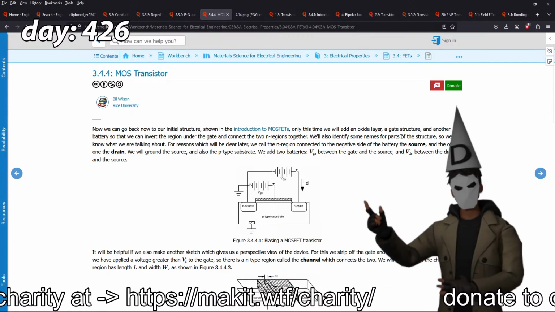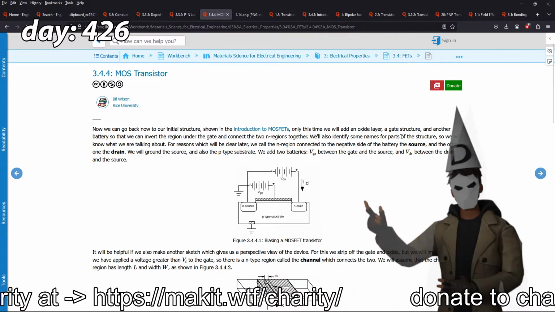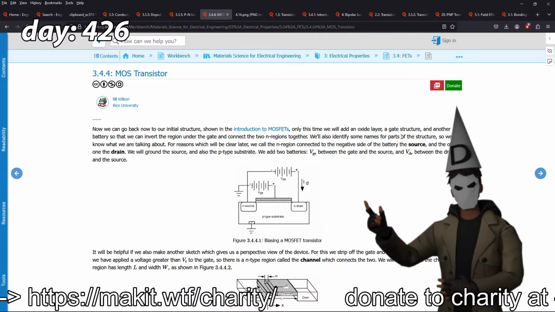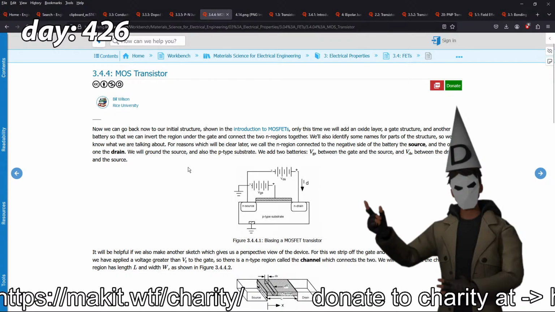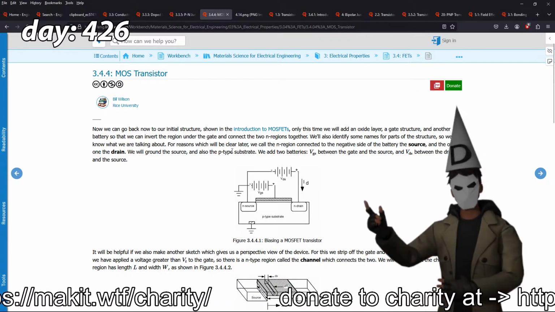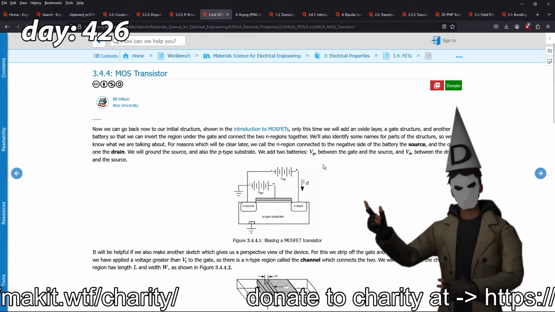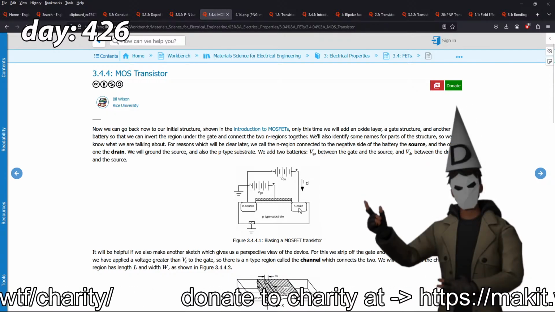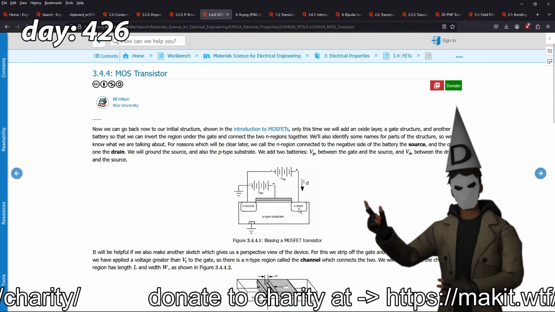I add an oxide layer to the gate structure, not the battery. It can invert the region under the gate and connect the two N regions together. We also identify some names for the parts of the structure, so we'll know what we're talking about. The regions, which will be clear later, we call the N region connected to the negative side of the battery the source, and the other one the drain. Wait, this actually so far makes sense.